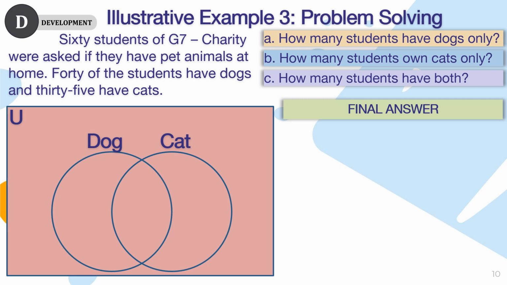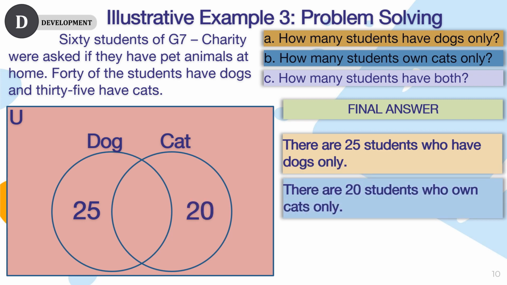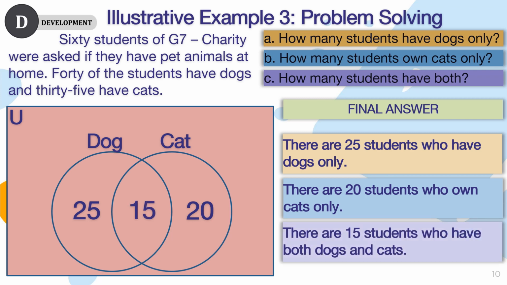Now for our final answer. Question A, how many students have dogs only? Answer, there are 25 students who have dogs only. Letter B, how many students own cats only? Answer, there are 20 students who own cats only. Last question, how many students have both cats and dogs? There are 15 students who have both dogs and cats.